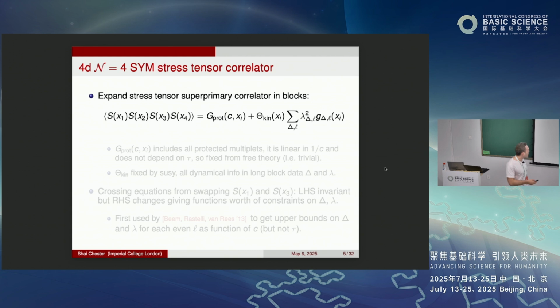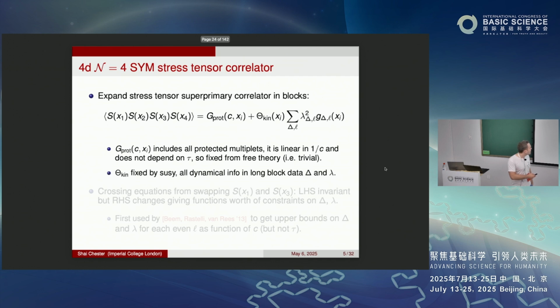The protected ones are trivial, and they're all resummed in this term called G protected. It's trivial in the sense that it doesn't depend on the coupling. So you could just fix it from the free theory. We don't really care about it. All the interesting aspects of this 4-point function are in the long multiplets, which is what we write here. And it turns out you can actually exactly solve the constraints of superconformal symmetry by basically writing some kinematic factor. And then everything interesting is then in the sum over long multiplets. So in particular, the goal of studying this 4-point function is to study the scaling dimensions delta and the OPE coefficients lambda that appear for these long multiplets.